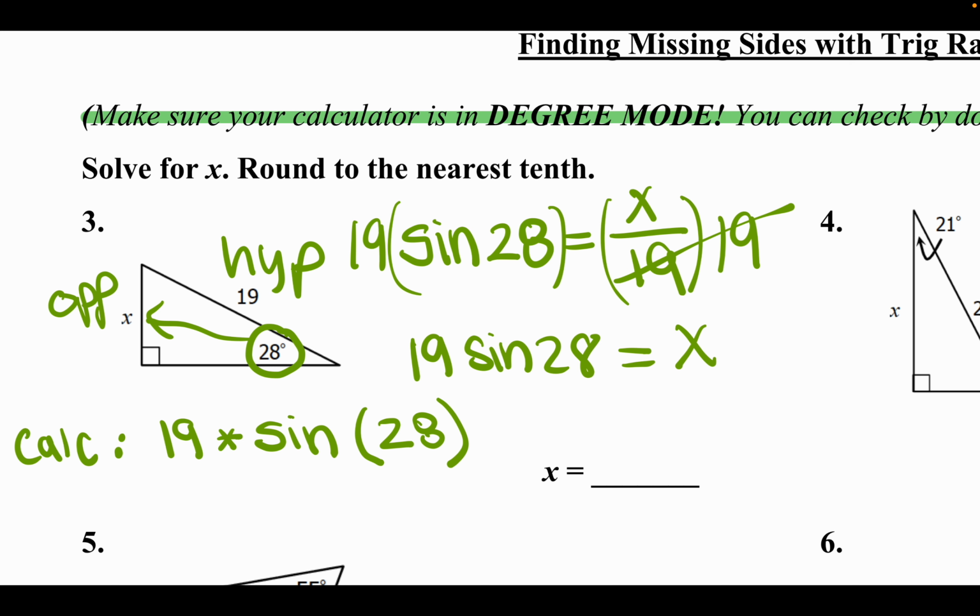Now, when you enter it in, you're going to type it in all at one time, hit enter. You should get 8.9. If you did not get 8.9, you should stop right now and ask someone near you or ask a teacher to help you.